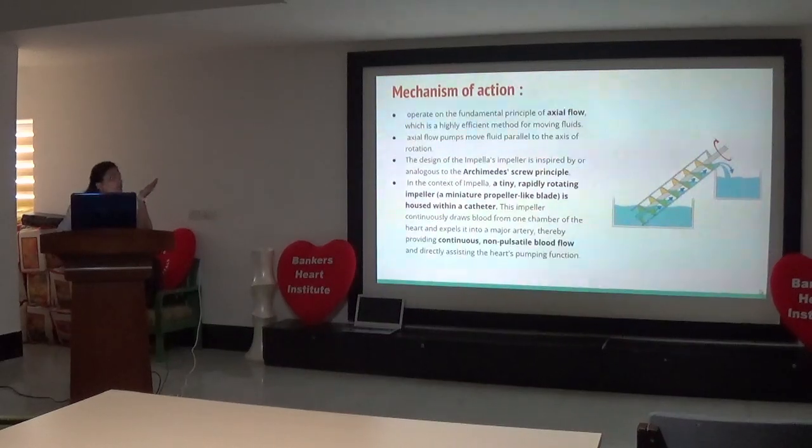The device operates on the fundamental principle of axial flow, which is highly efficient for moving fluids. Axial flow pumps blood parallel to the axis of rotation. In the context of the impeller, a very tiny, rapidly rotating motor with a miniature blade is housed within a catheter. This impeller continuously draws blood from one chamber of the heart and expels it into the aorta, thereby providing a continuous, non-pulsatile blood flow, indirectly assisting the heart's pumping action.